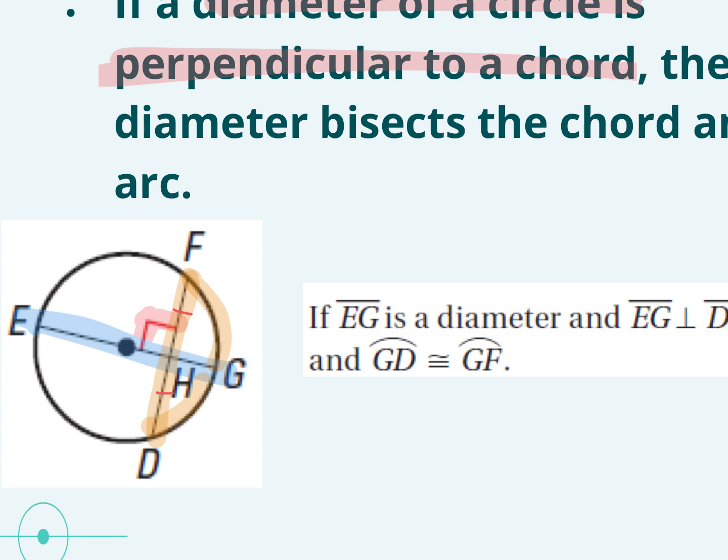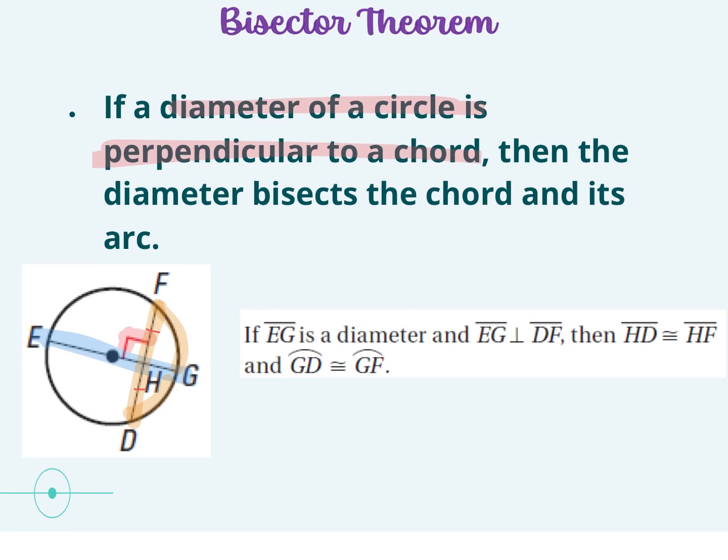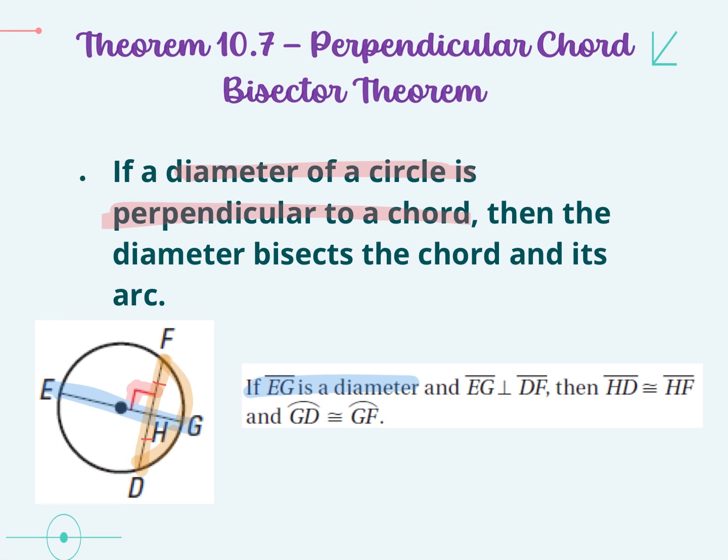So it's written out here for you. If EG is a diameter, which we highlighted in blue, and EG is perpendicular to DF, then HD is congruent to HF, and your arcs are also congruent. So looking at this one, it's the perpendicular chord bisector theorem.